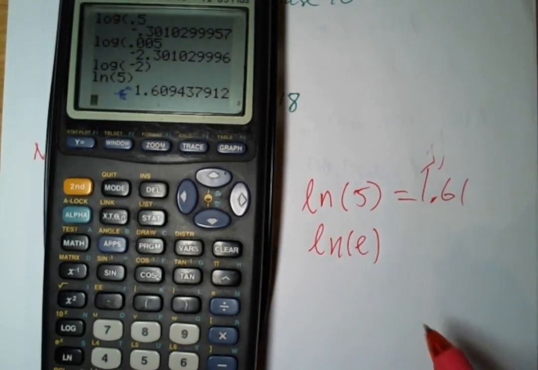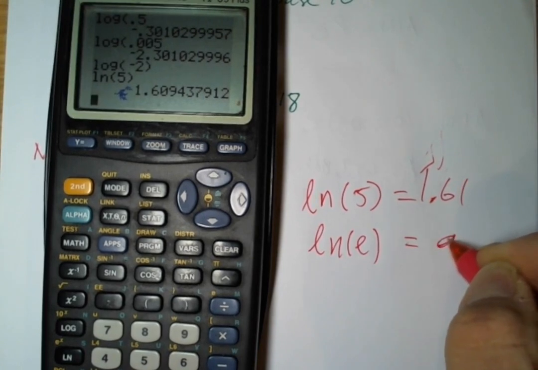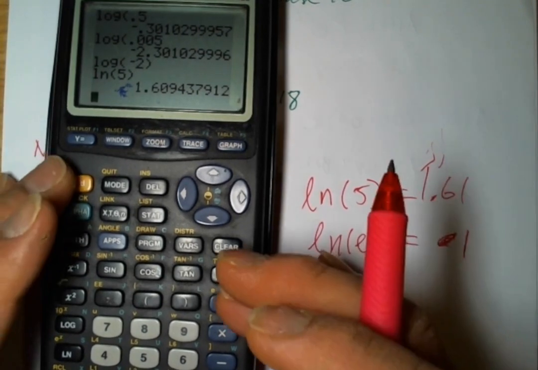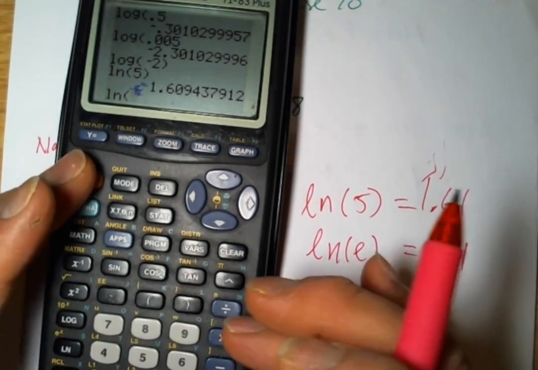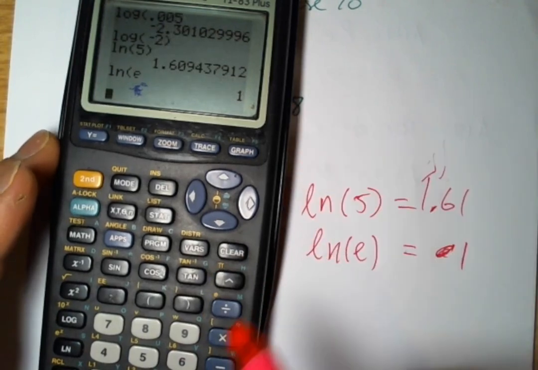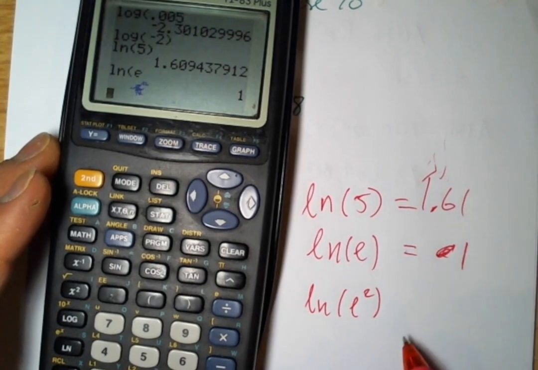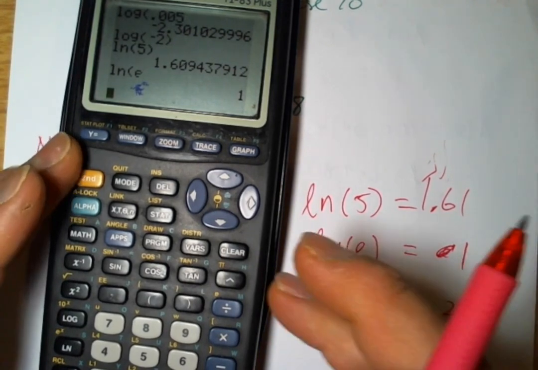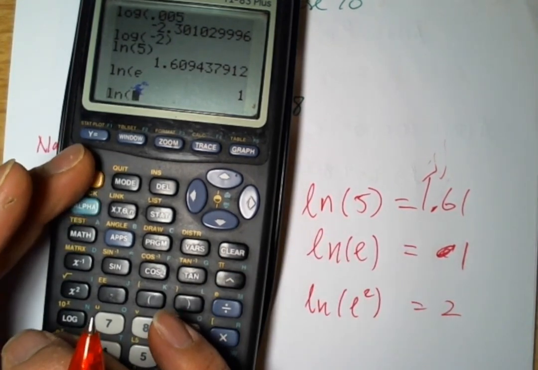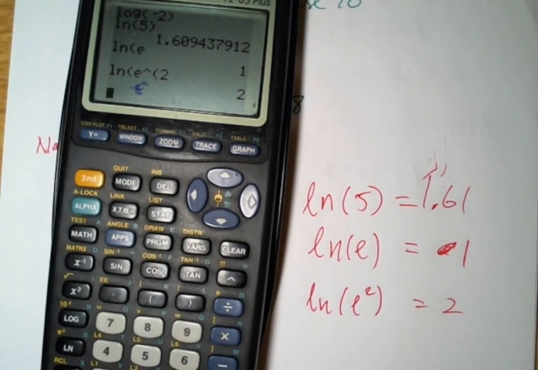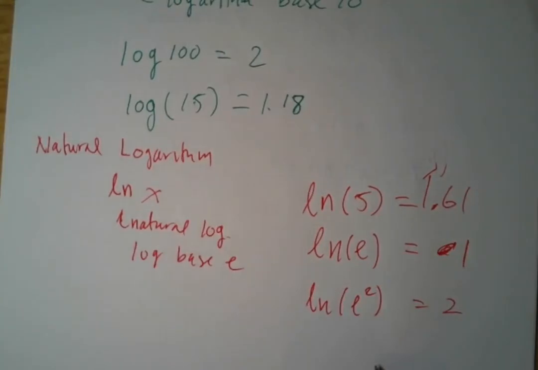It still follows the same rules as logs, even though we have a different notation here. The natural log of e would simply be 1, because if you raise e to the first power, you get the value of e back, and we can see that natural log e gives us a value of 1. And similarly here, if we square e, this should be 2. Okay. All right, and we'll see in the next section that that is not a coincidence.